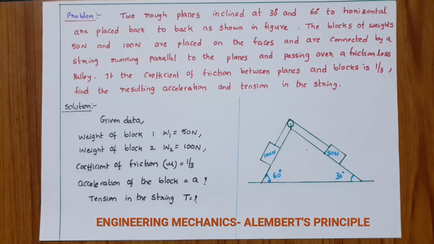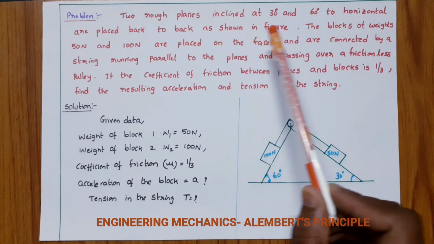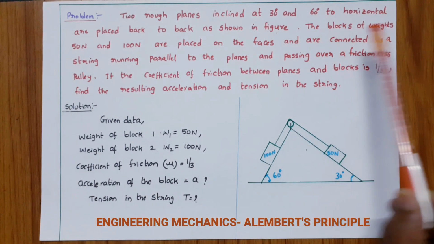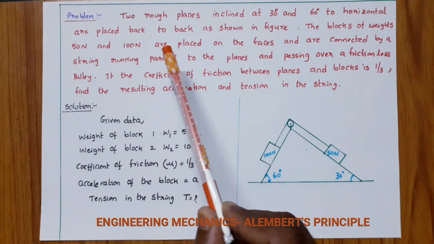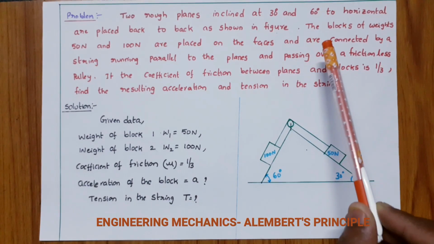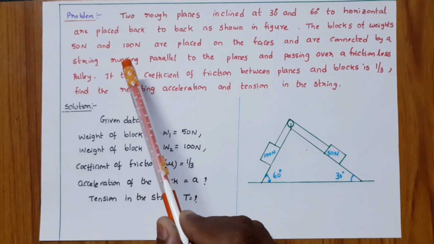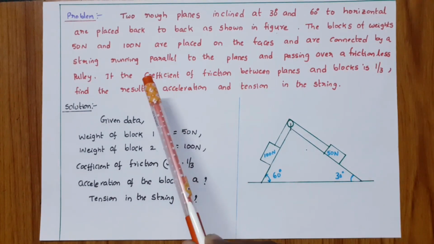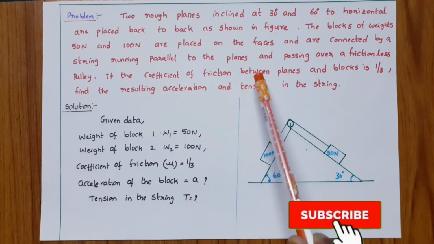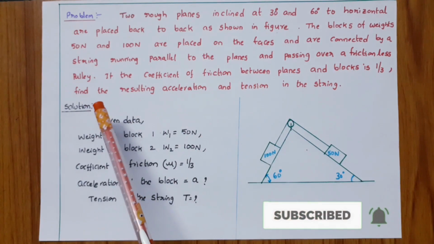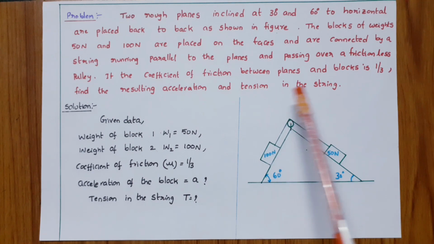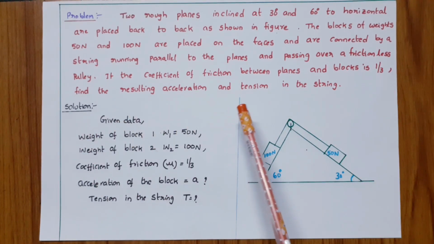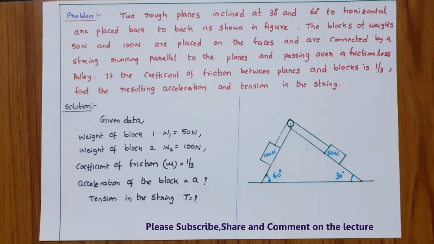Problem. Two rough planes inclined at 30 degrees and 60 degrees to the horizontal are placed back to back as shown in the figure. The blocks of weights 50 Newton and 100 Newton are placed on the faces and are connected by a string running parallel to the planes and passing over a frictionless pulley. If the coefficient of friction between the planes and the blocks is 1 by 3, find the resulting acceleration and tension in the string. So first of all, what is the given data?